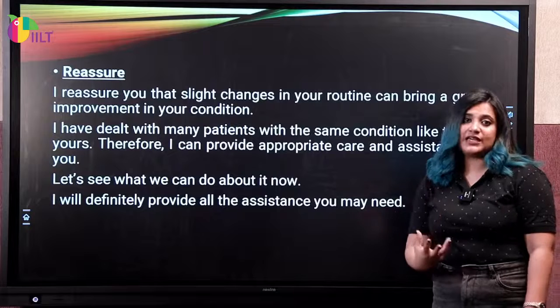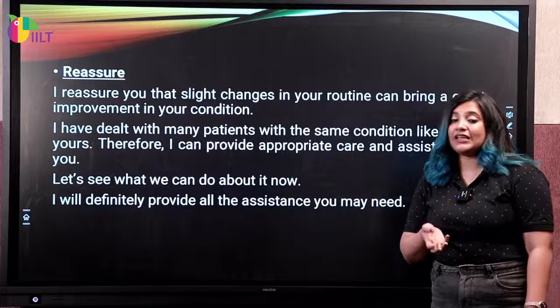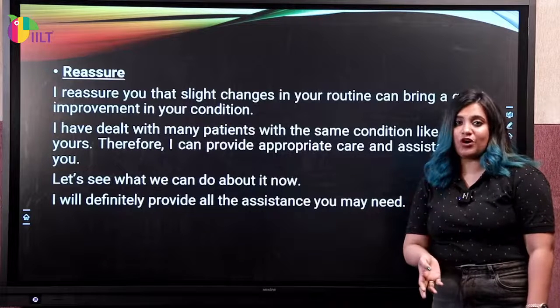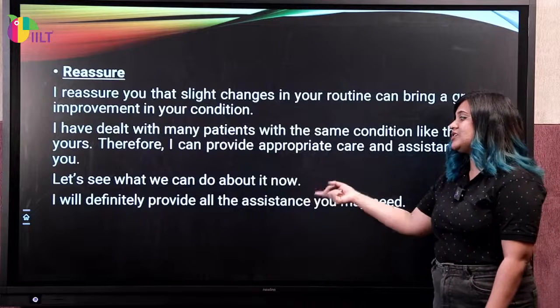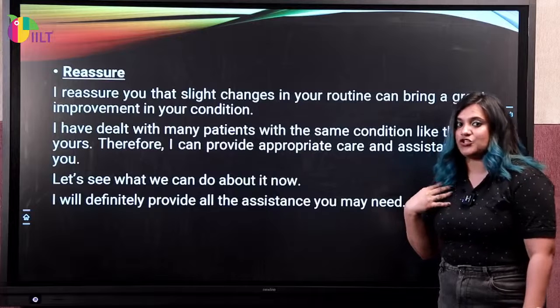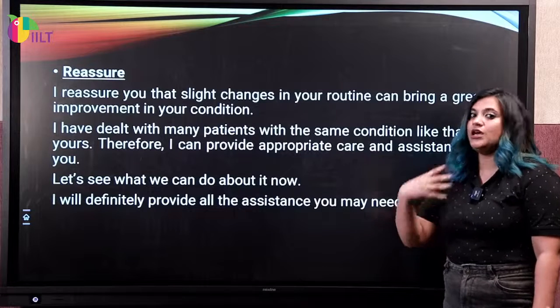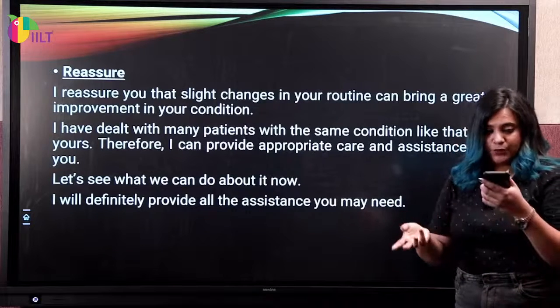If the patient has any concern, or if the patient is lacking in something or has any problems, the patient will not feel left alone. When you say let's see what we can do about it, you are reassuring the patient that they are supported, or that you are there to support the patient.